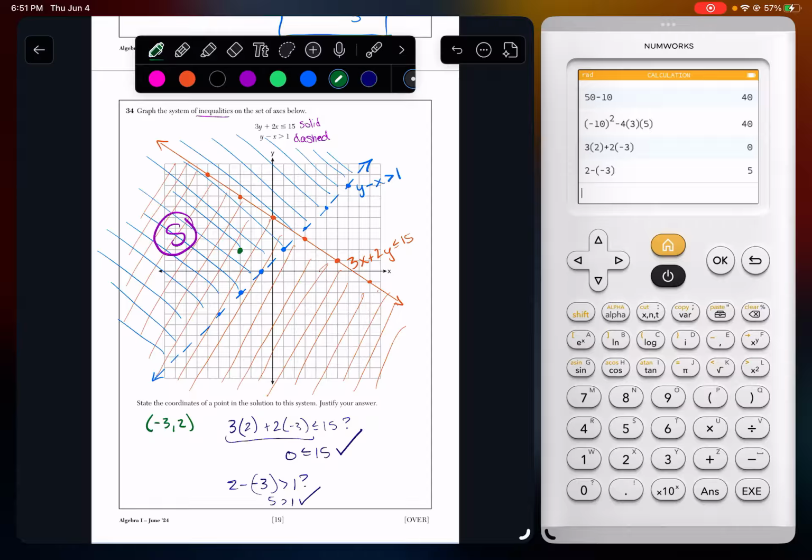So this is a solution because this point makes both inequalities true. That is my justification that it's a solution. Any solution should make both things true. So that's the easiest way to justify, is just substitute it in. Whether it's an equation or an inequality, if it makes it true, you know it's a solution.